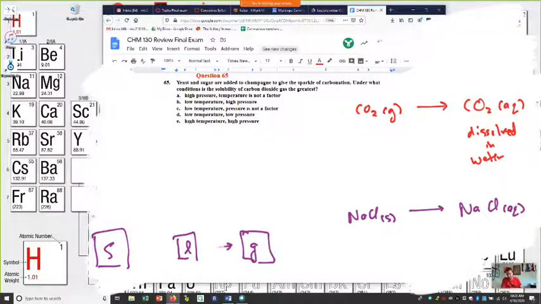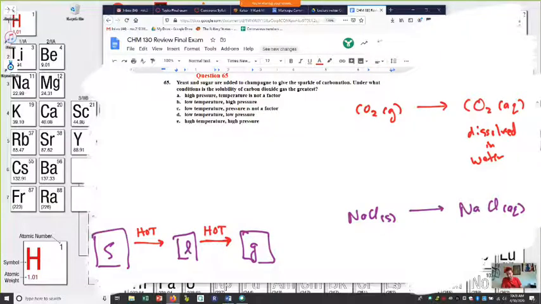Solid turns into a liquid. Really simply, what do you need? To make a solid go to a liquid, or a liquid go to a gas, what do you need to do? How do I make solid water go to liquid water? I add heat. Okay, so I have to add heat to get those things to happen.